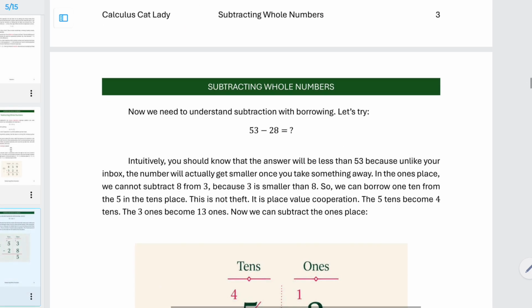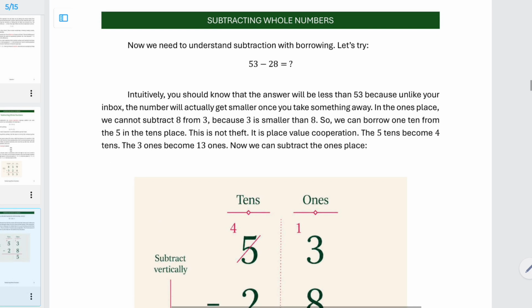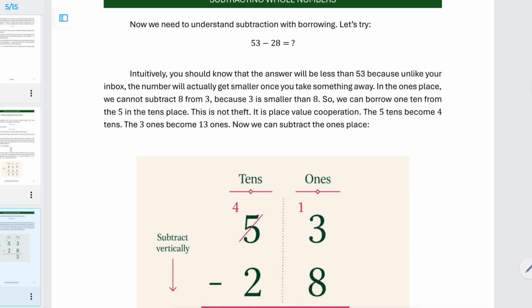But now we need to understand subtraction with borrowing. So let's try 53 minus 28. Now intuitively, you should know that the answer will be less than 53 because unlike your inbox, the number will actually get smaller once you take something away.